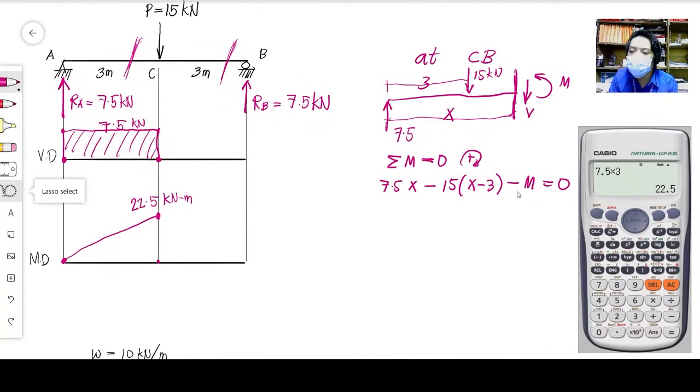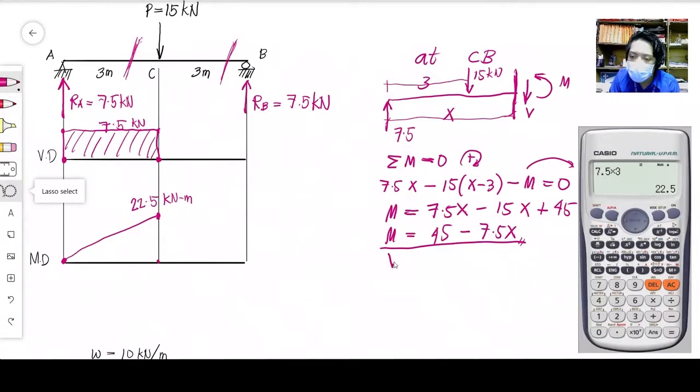Now solving for the equation of the moment, I transpose. So M is equal to 7.5x minus 15x plus 45. Is that right? Yes. So your moment will be equal to 45, I will write the 45 first, minus 7.5x. That's your moment. Now, this is your equation of moment. To solve for the shear equation, the equation of the shear diagram, get the first derivative. So this will be equal to negative 7.5. That's the equation of the shear diagram.